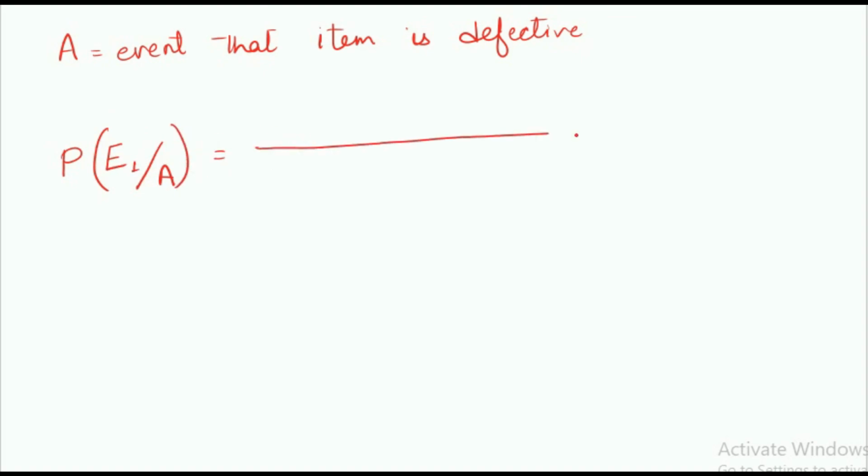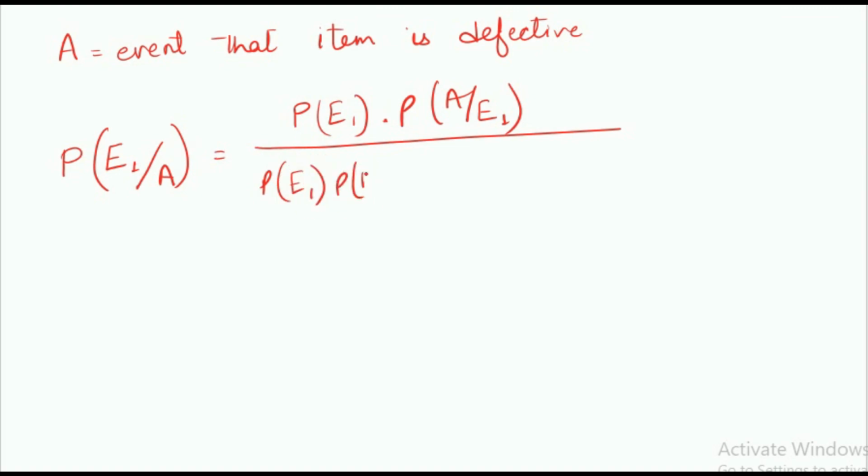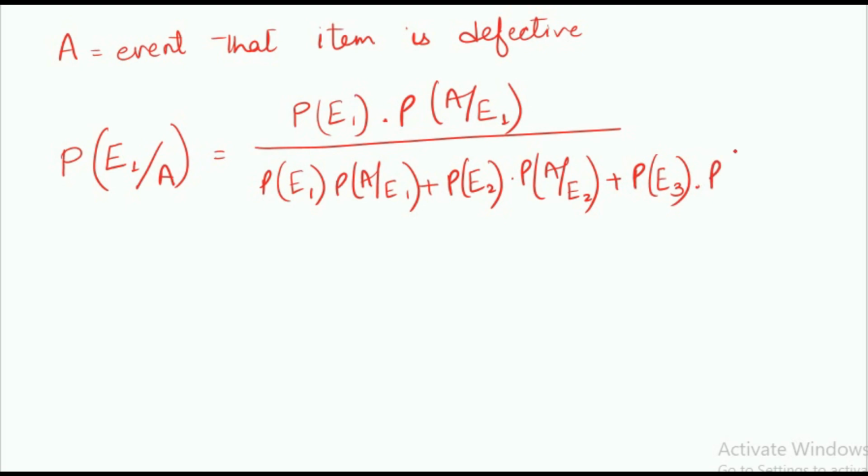Okay, so how do we write this? Probability of E1 into probability of A given E1. So how many machines are there? 3 machines are there. That means I need to write 3 of them. Probability of E1 into probability of A given E1, plus probability of E2 into probability of A given E2, plus probability of E3 into probability of A given E3. So this is equation 1.